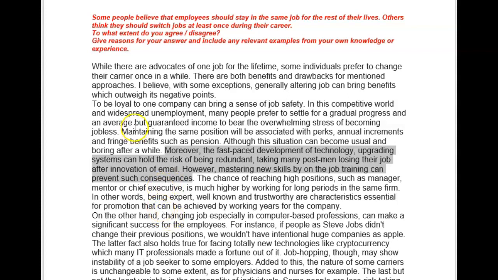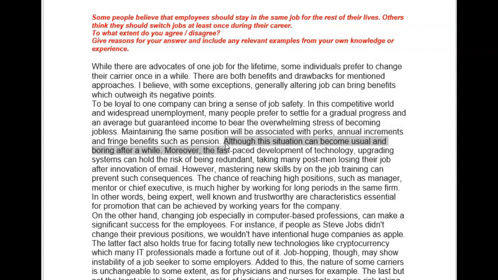So presumably you were talking about the positives of staying in one job here. But then, like I said, this really baffled me, so I didn't know what you were talking about. And then here also, you said the situation can become usual and boring after a while. All of a sudden, you're talking about the negatives. I don't think this approach is effective.